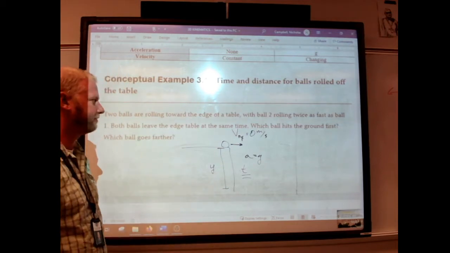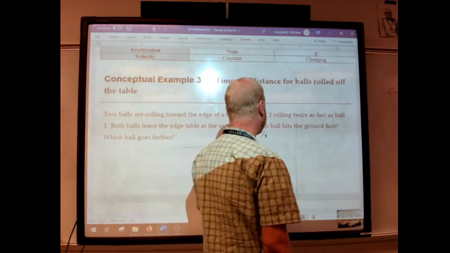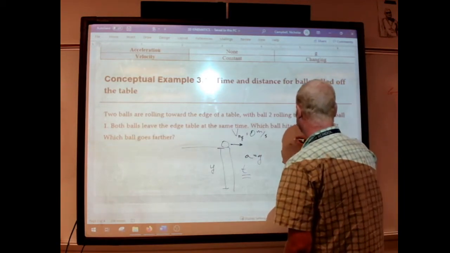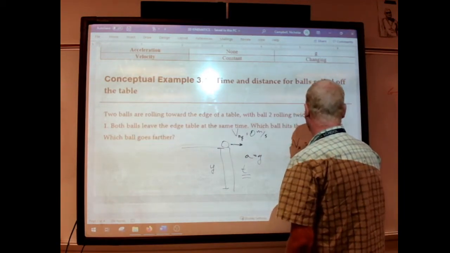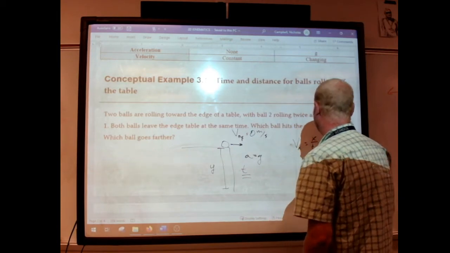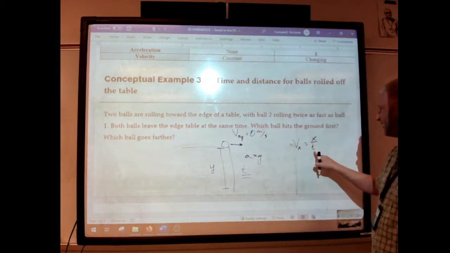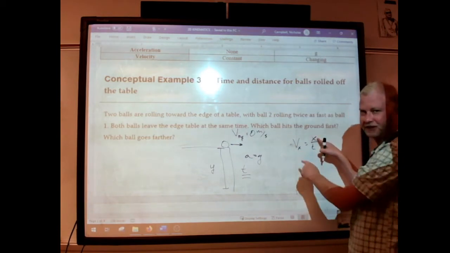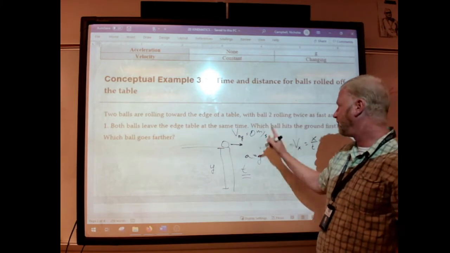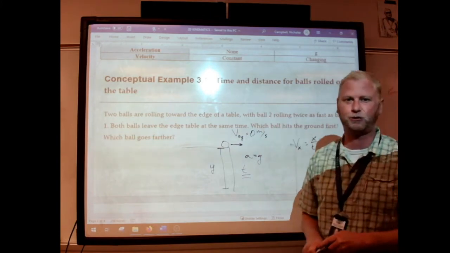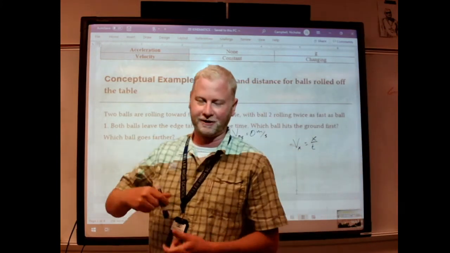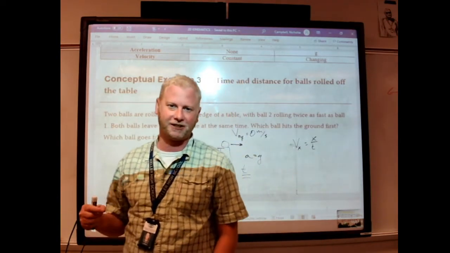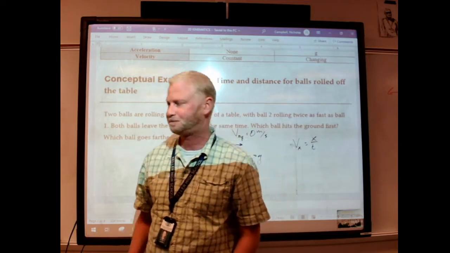Now, which ball is going to go further? Well, if we look in the horizontal, it is at constant velocity, so v sub x is equal to x over t. The time for both of them is the same, so whichever one is going faster in the horizontal is going to go further. So because ball 2 is rolling twice as fast, it will go further than ball 1. But they will both hit the ground at the same time because vertically speaking, their motion is identical.